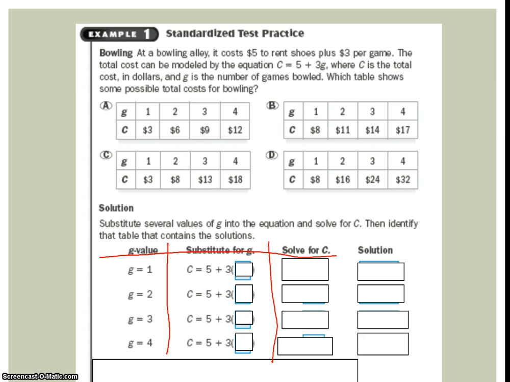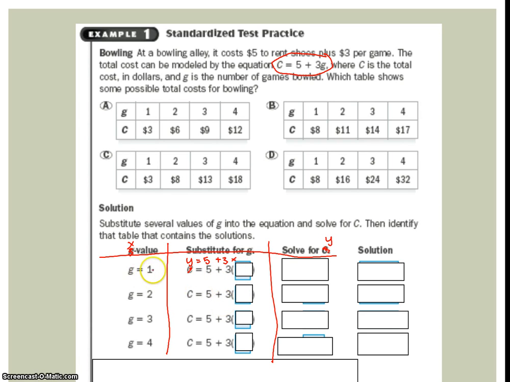There's our 3-column chart. So at a bowling alley, it costs $5 to rent shoes plus $3 per game. This is the equation we're going to use. Which table shows the possible total cost for bowling? So we're going to use the values for G. Again, this is usually called your X, and the C is usually called your Y. So this would be Y equals 5 plus 3, and then this would be X. So you'll usually see it with Y's and X's.